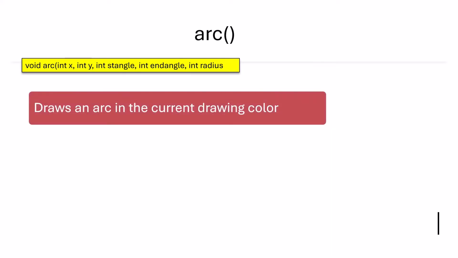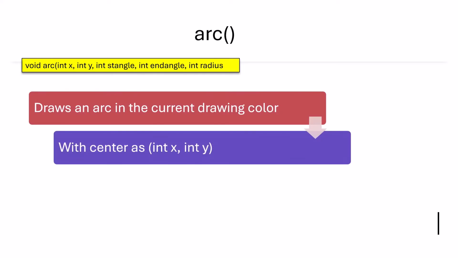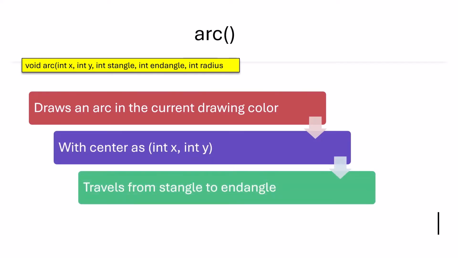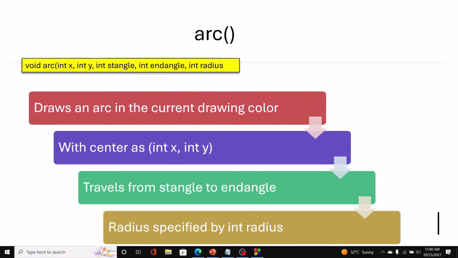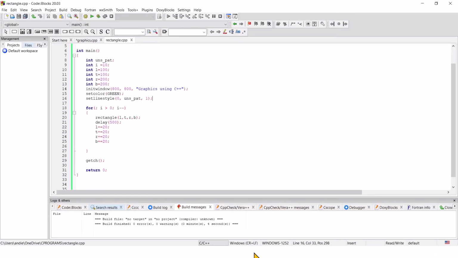So this function draws an arc in the current drawing color with center as int x, int y, as I mentioned, travels from start angle to end angle. Radius is specified by int radius. So now we're going to go back to CodeBlocks and we can start a new file.